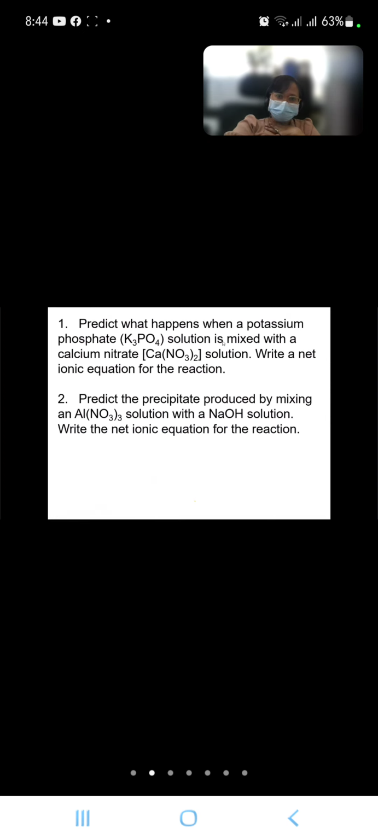The second equation is our ionic equation. The first equation is our molecular equation. The third one is our net ionic equation. Okay? Sige. How about this one?